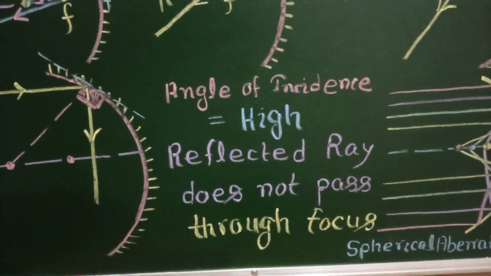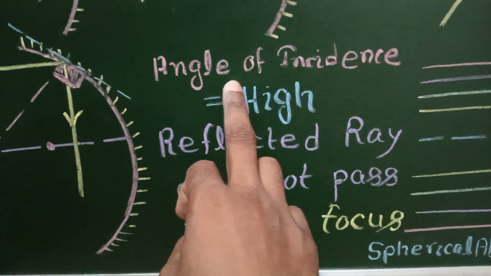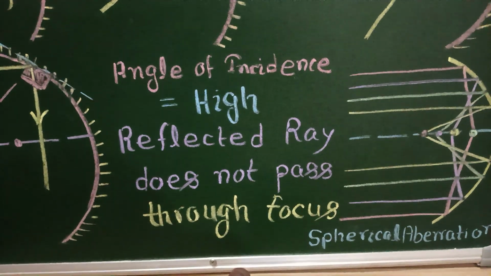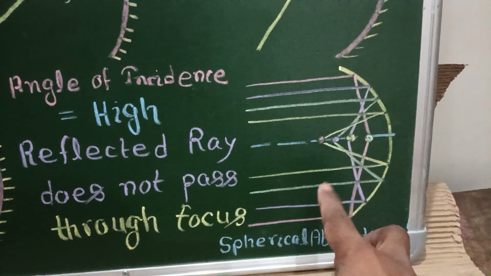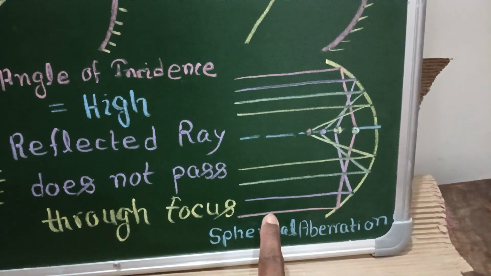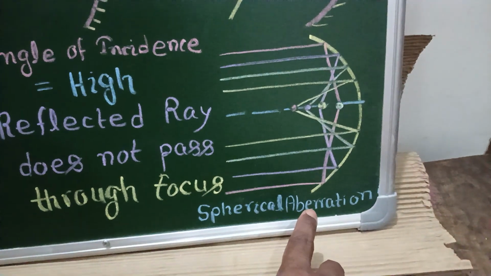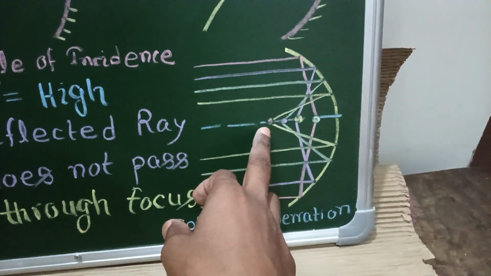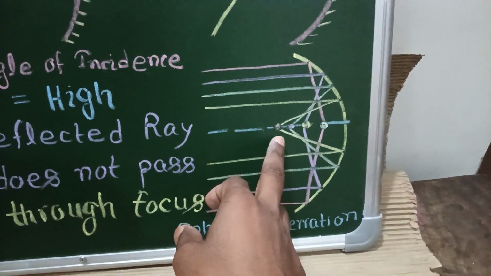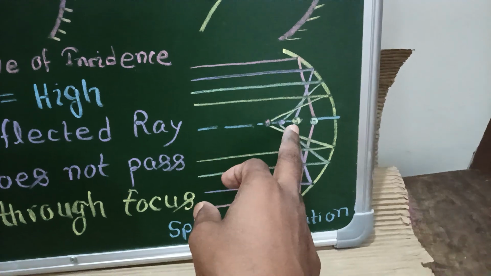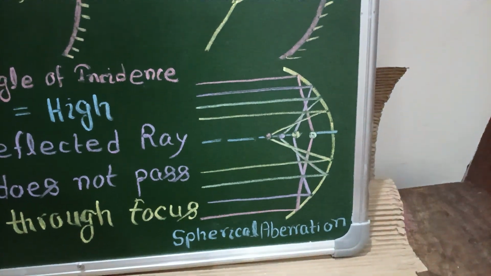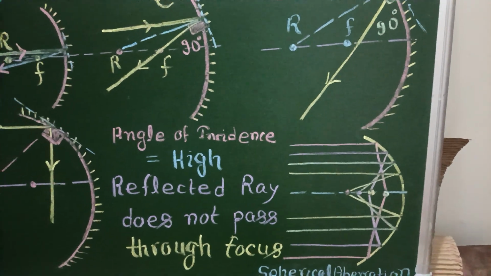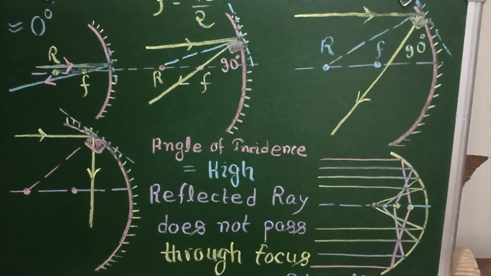So the conclusion is that when the angle of incidence is very high, the reflected ray does not pass through the focus, and this phenomenon is known as spherical aberration. Spherical aberration is that the reflected rays do not converge at a single point and the image is not sharp. We can see they are converging at different points, so the image is not sharp. This phenomenon is known as spherical aberration. This is due to the spherical nature of the mirror.